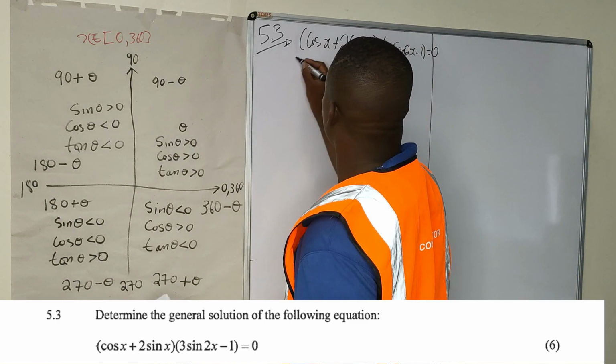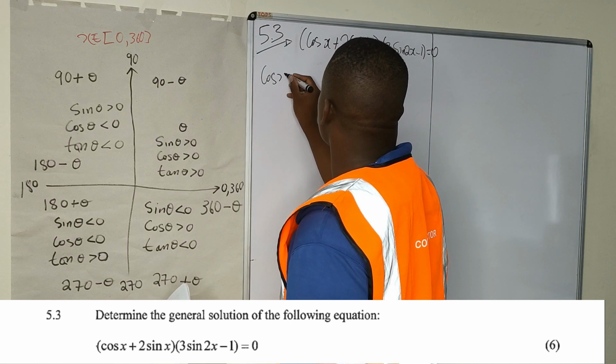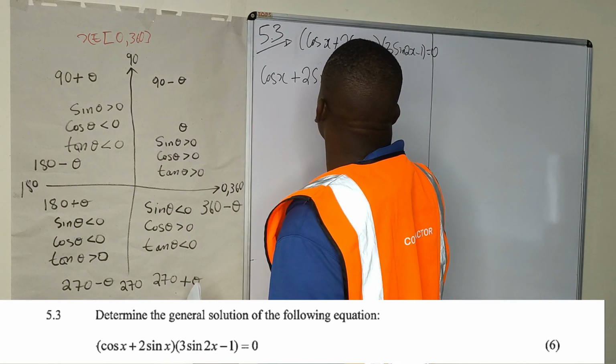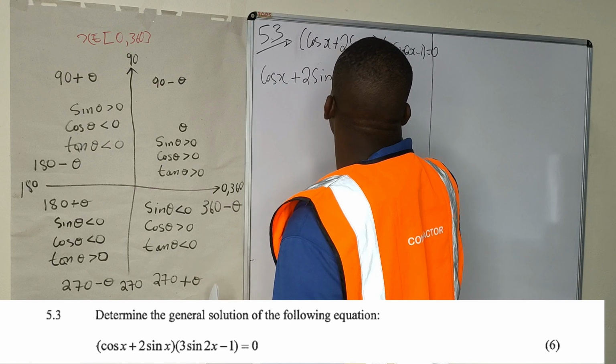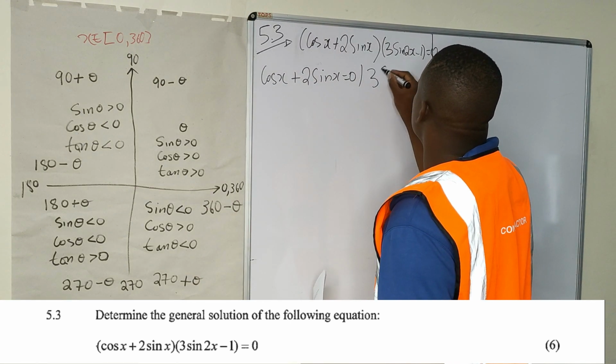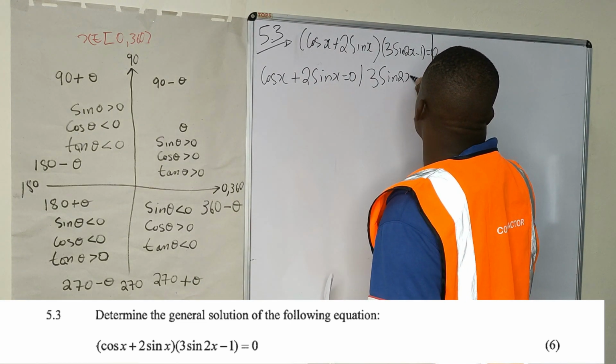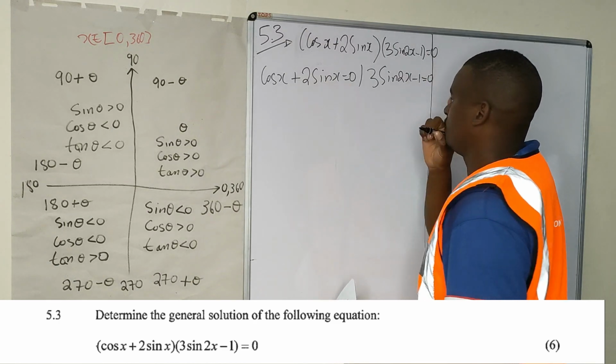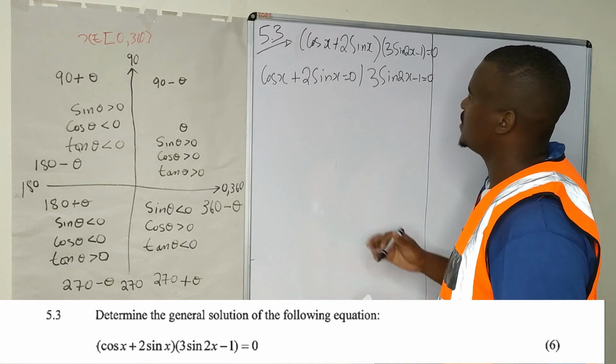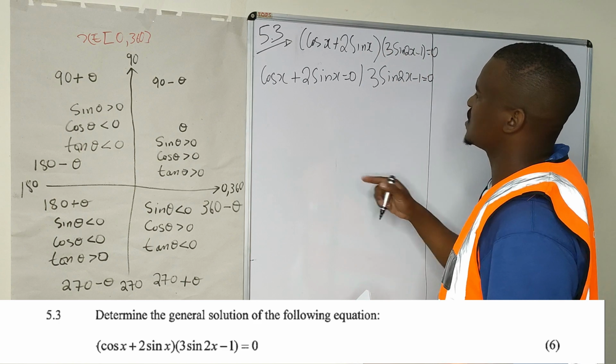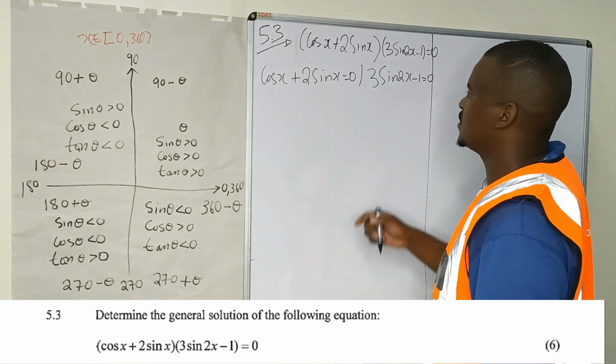So it's either the first bracket, which is cos x plus 2 sine x is equal to 0, or 3 sine 2x minus 1 is equal to 0. This is what that means. The product of this is equal to 0. Either this part is 0 or this part is 0.